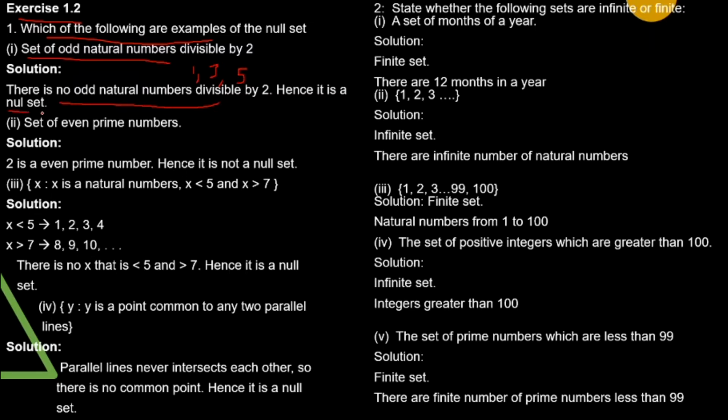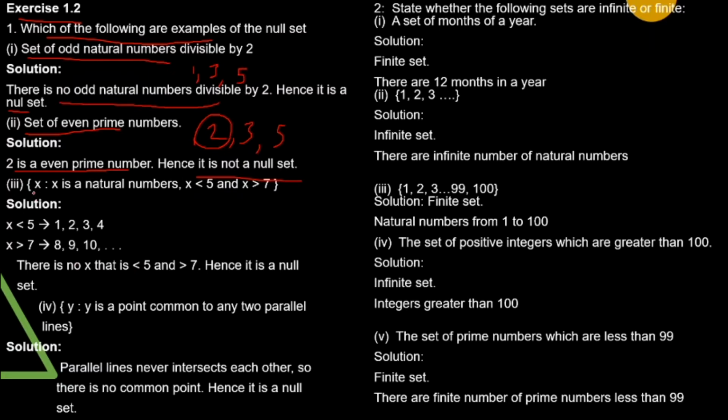Fine. Do you all understand how to find a null set? Set of even prime numbers. We'll write the prime numbers to have more clarity. 2, then 3. Do we have any even prime number? Yes, we have 2. 2 is an even prime number. 2 is the one and only even prime number. So 2 is an even prime number, hence it is not a null set.